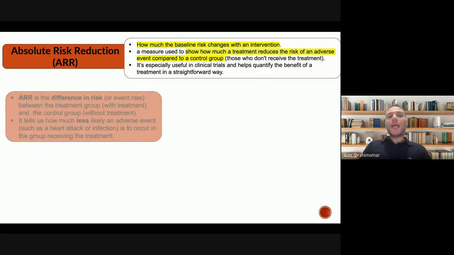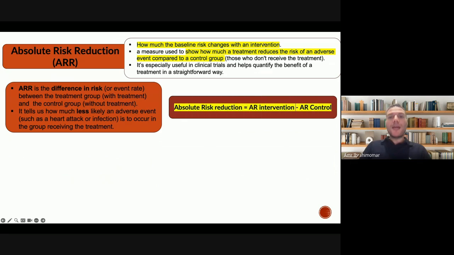So how can you calculate it? Absolute risk reduction is the difference between the absolute risk in the treatment and the absolute risk in the control. Sometimes the value at the end will come out positive, sometimes negative. It doesn't make much difference, but it's worth knowing that there is something called absolute risk increase.